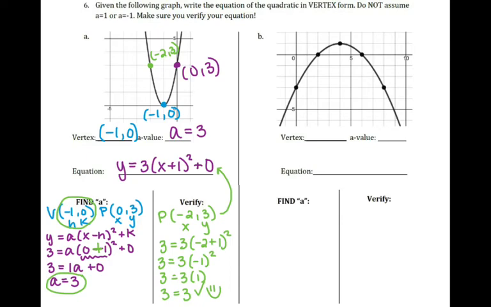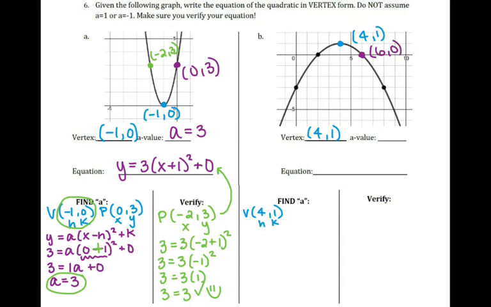All right, let's do another one. Here is my vertex that is at 4, 1. So vertex, 4, 1. From here, I need to pick a point. I'm going to go ahead and rewrite my vertex over here, which is my h and my k. And I need a point. I'm going to go ahead and use this one. You can really use any point on your graph, but this point is at 6, 0.